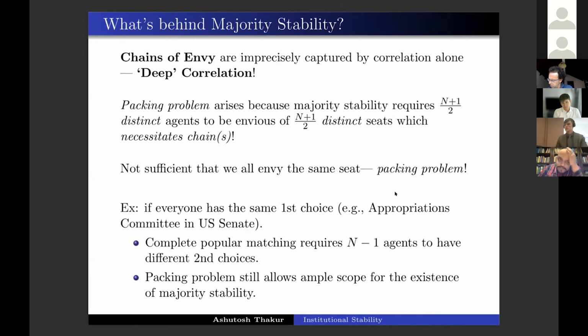So as you saw from this example, these chains of envy are going to be imprecisely captured by correlation alone. To reiterate, the packing problem arises because you can't move a majority of people into a minority of new seats. You need to have these chains. But what makes majority stability surprisingly robust to exist is the fact that you need these chains of envy.